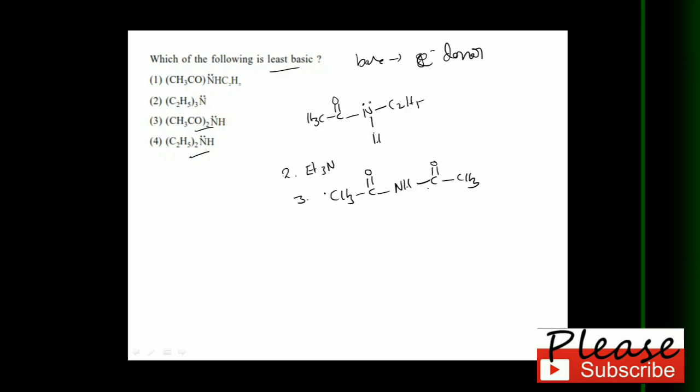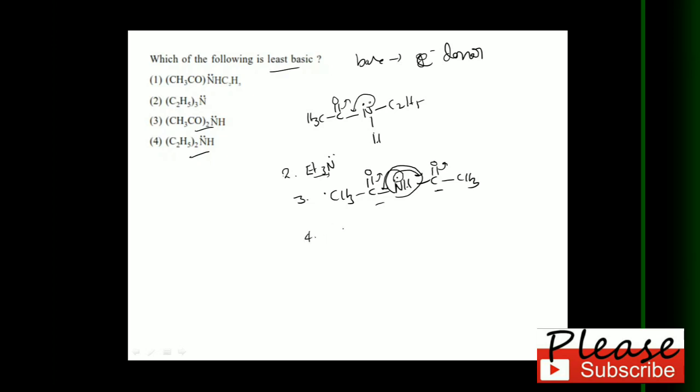Okay, you see in this case, this lone pair of electrons is involved in resonance with the CO group, as well as this lone pair of electrons is involved in resonance with the CO group. That means here these electrons are more involved in delocalization with the 2 CO groups. Here these electrons are involved in delocalization with only one keto group. But in this case, these electrons are not involved in resonance, but here ethyl groups are the donating groups, increasing the electron density of the nitrogen.